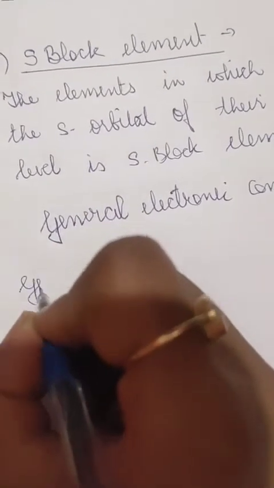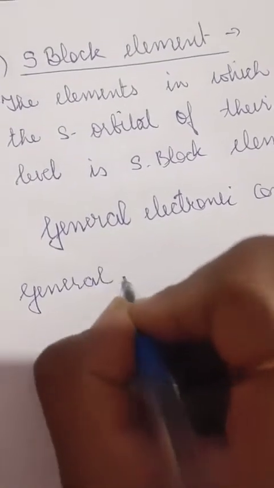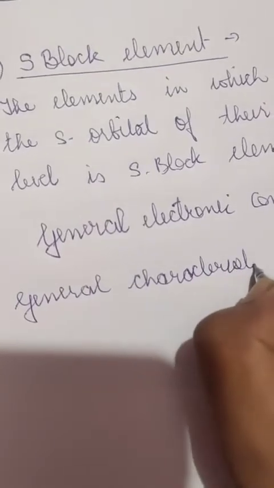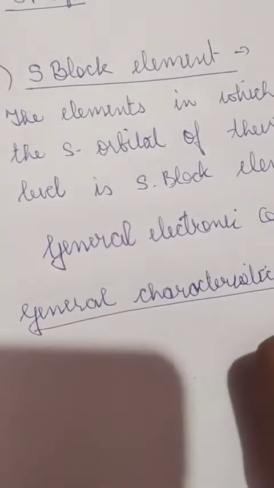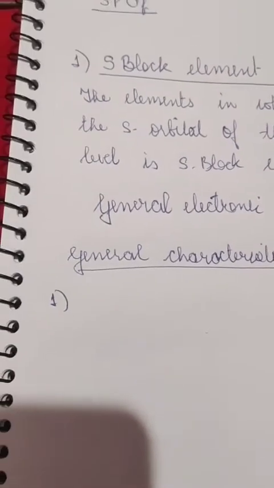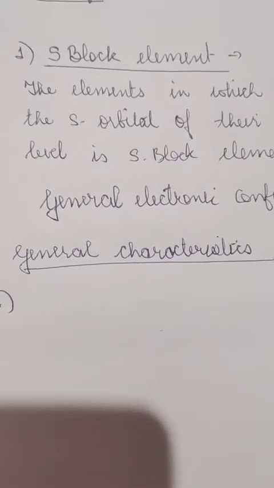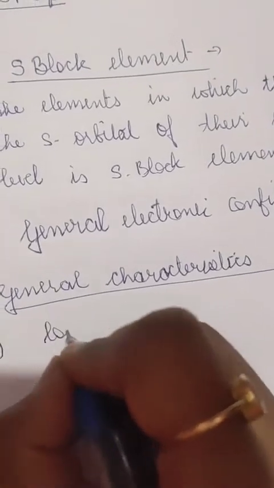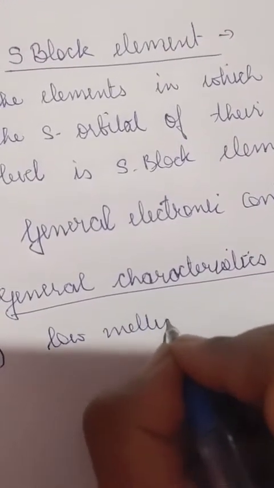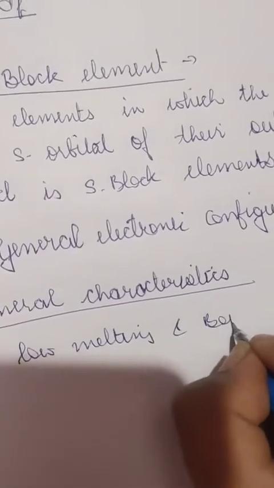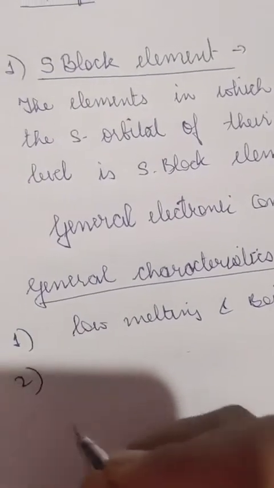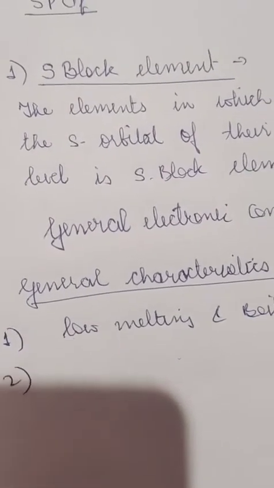Now some general characteristics of the S block elements. Number one, all these elements are soft metals which have a low melting and boiling point. Okay, so all these have low melting and boiling point. Then they have low ionization enthalpies.